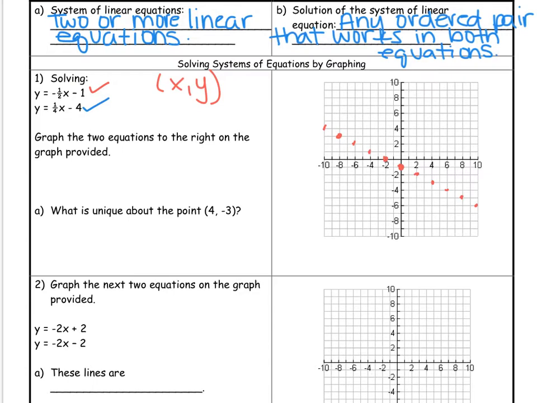I'm going to do the same thing for 1/4 x minus 4. My y-intercept is down here at -4. My slope is 1/4, so I'm going to count up 1 and over 1, 2, 3, 4. And it happens to overlap that point right there. So up 1 and over 1, 2, 3, 4. And I can go in the opposite direction. I can go down 1 and to the left 4.